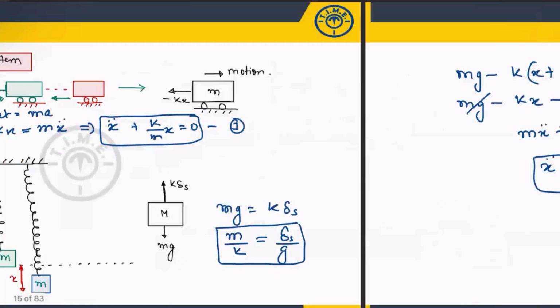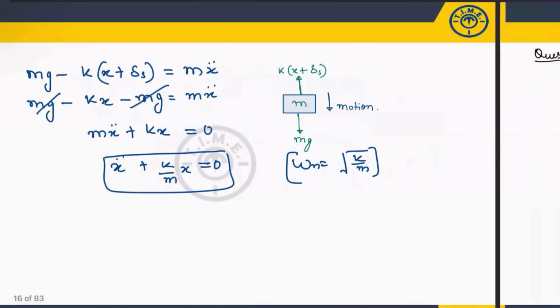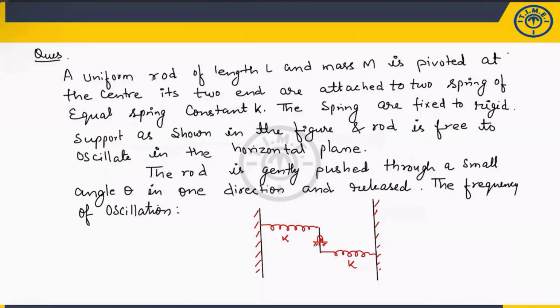So let me discuss one more little bit conceptual problem. So this is basically the two springs which are attached with this particular rod of length L. So a uniform rod of length L, mass M, is pivoted at this particular hinge joint at the center. Its two ends are attached to two springs of spring constant K. The springs are fixed to rigid support. These both are fixed as shown in the figure, and the rod is free to oscillate.